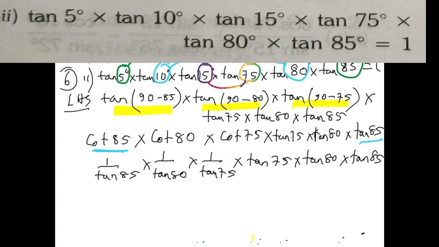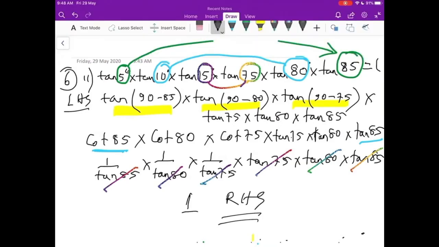Now here we go, let's do the cancellation. Tan 85 and tan 85, numerator and denominator, so they are cancelled. Tan 80 cancels, tan 75 cancels, numerator and denominator cancellation. Since everything got cancelled, there you are, 1. This is what the question is telling you to prove. So we started with the left hand side and got what is there on the right hand side.